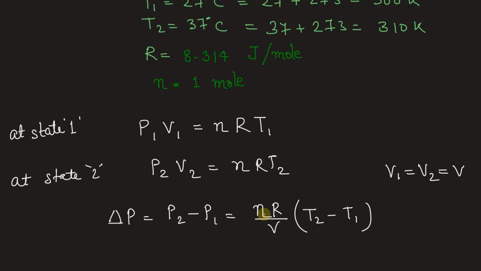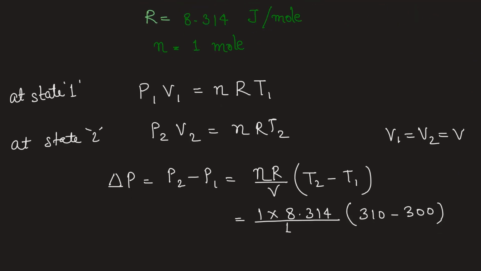Let's substitute the values of n, R, V and T in here. The number of moles is 1, the universal gas constant is 8.314, and the volume is 1 meter cube. The temperature is 310 minus 300. See, here we are taking the temperature difference, so it doesn't matter whether you change it into Kelvin or not. The temperature difference in degree Celsius as well as Kelvin will remain the same. That is 37 minus 27 is 10 degrees, and 310 minus 300, so the difference remains 10.